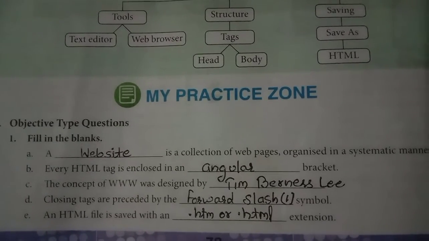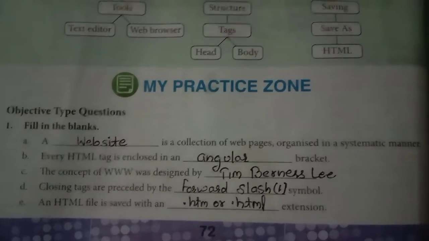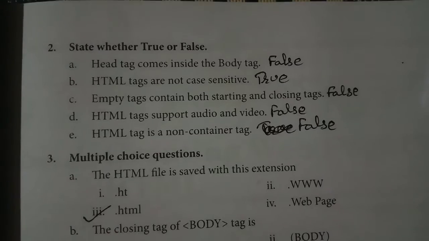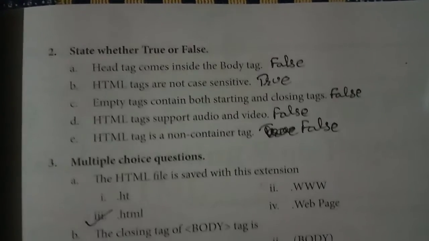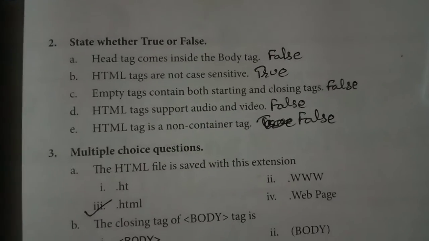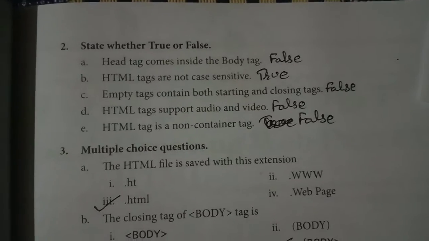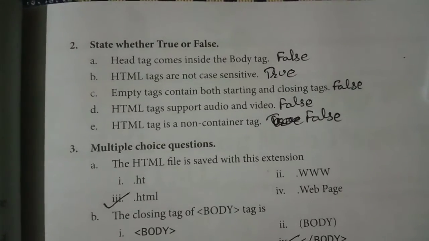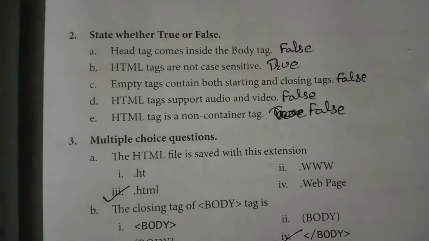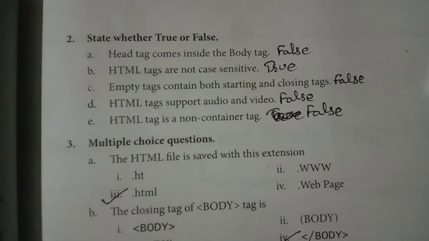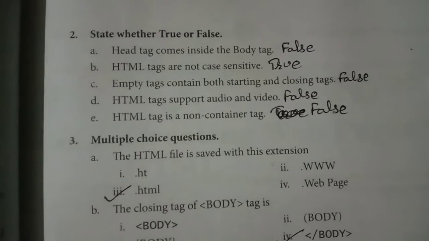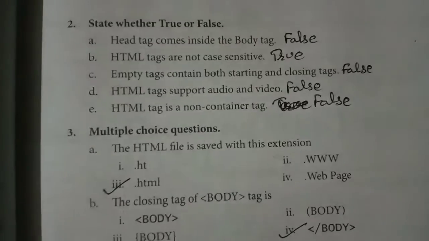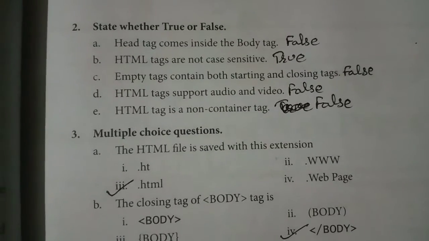Now moving forward, to do the true and false of the same exercise. The true false are like this. State whether true or false. The statements are, there are so many statements. Near about 5 statements are there. Head tag comes inside the body tag. No, head does not come inside the body tag. It comes outside the body tag.